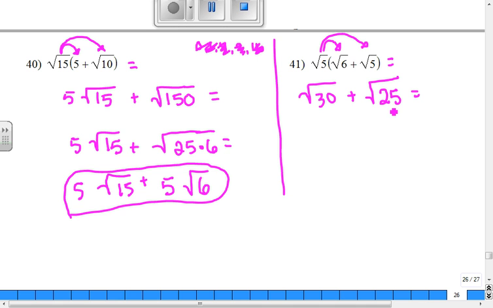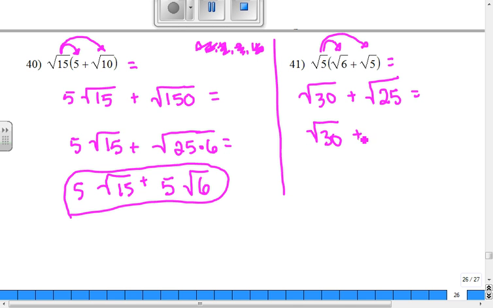Okay, can we simplify the square root of 30? Let's think about this. 0 and 1 don't help. 4 doesn't go into 30. 9 doesn't go into 30. 16 doesn't go into 30. 25 doesn't go into 30. And 36 is too big. So there's no perfect square that goes into 30. So we're done. We cannot simplify the square root of 30.